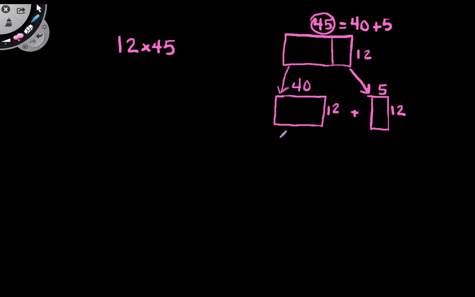So this problem for this rectangle or array is 40 times 12 plus 5 times 12. And 40 times 12, as we said, was 480. And 5 times 12 was 60. And we add those together, we get 540.